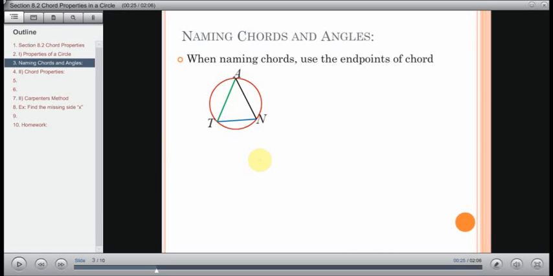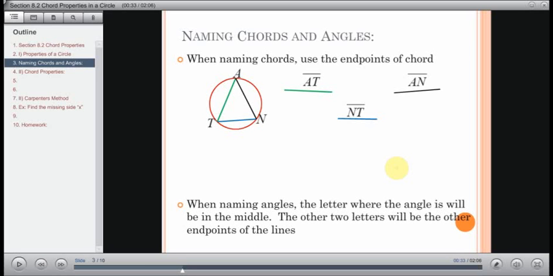When you name chords, you use the letters of the endpoints. These are all chords: TA, TN, NA, or again, you can flip the letters around. So there's TN, the blue TA, and the black AN, which are all chords. They still have the little line on top to show that they are line segments that also happen to be chords in the circle.